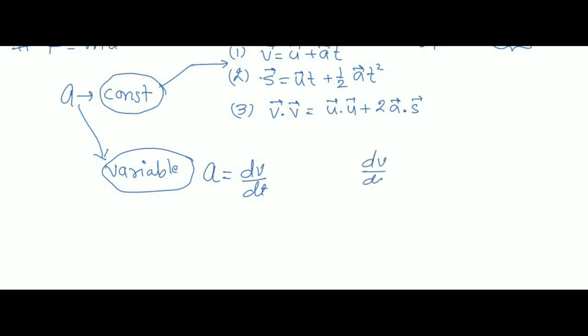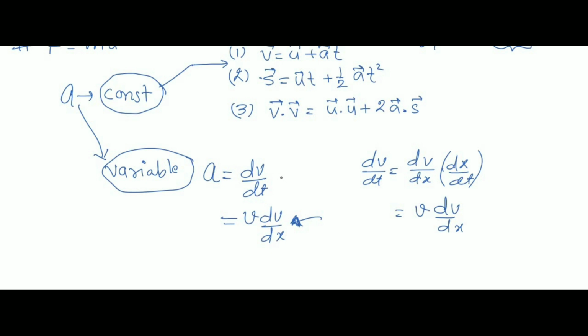What happens when acceleration depends upon the position? See, dv by dt can be written as dv by dx into dx by dt, and this dx by dt is nothing but v, so it becomes v dv by dx. So if the acceleration is a function of position, then we will use A is equal to v dv by dx. And if acceleration is a function of time, then we will use A is equal to dv by dt. If we are given the acceleration as a function of position, then we substitute A as v dv by dx and do the integration over the position. Then we will have the velocity, and further integration will give you the position. So if you know the variable acceleration in terms of position or time, then after integrating it, you can get the velocity and position at some instant of time.